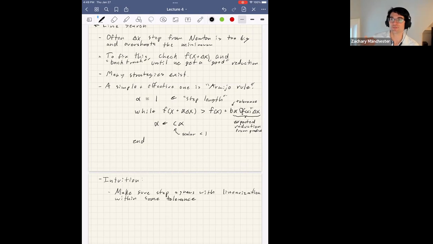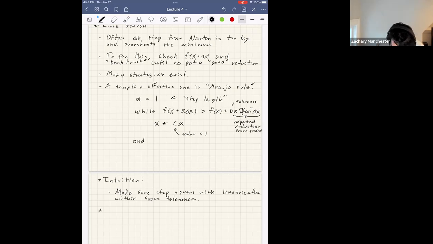And that's a reasonable thing to do, remember, because we're using this linearization to compute the Newton step. If these disagree by a lot, it means that the Taylor expansion we used to compute the step wasn't very accurate at that point, so the step is maybe bogus. Okay, so that's the intuition.